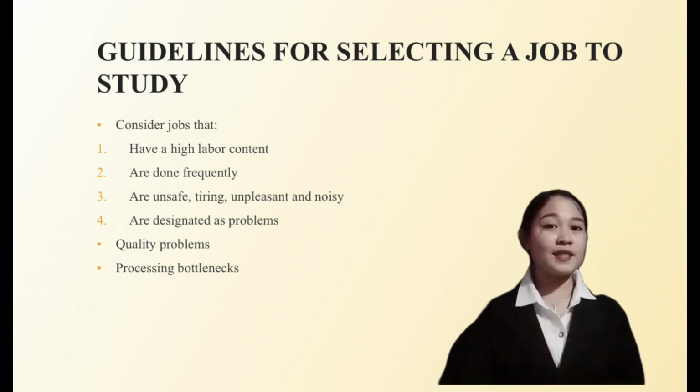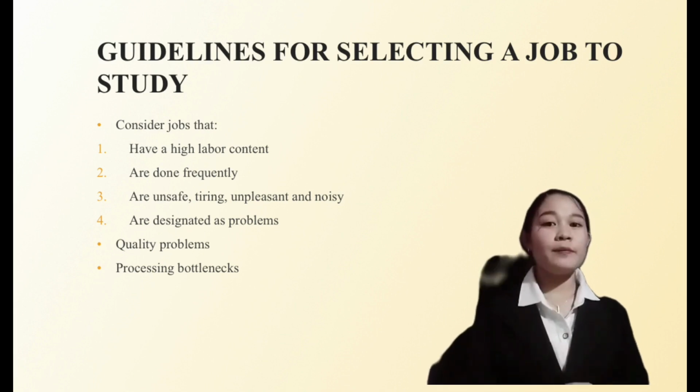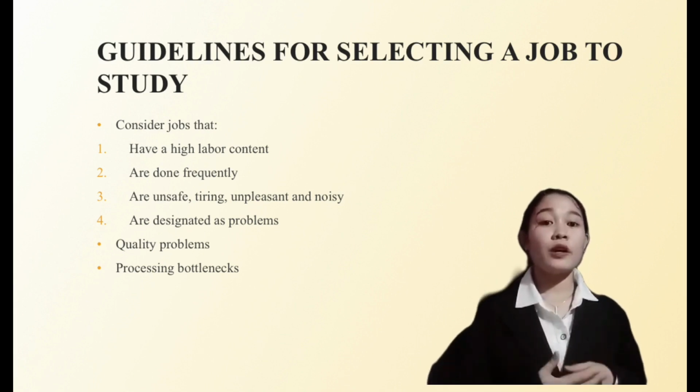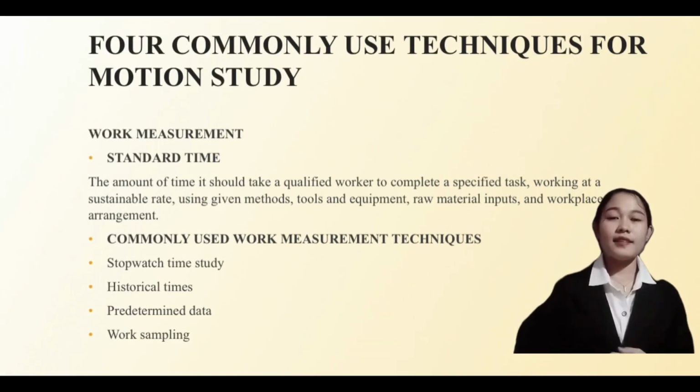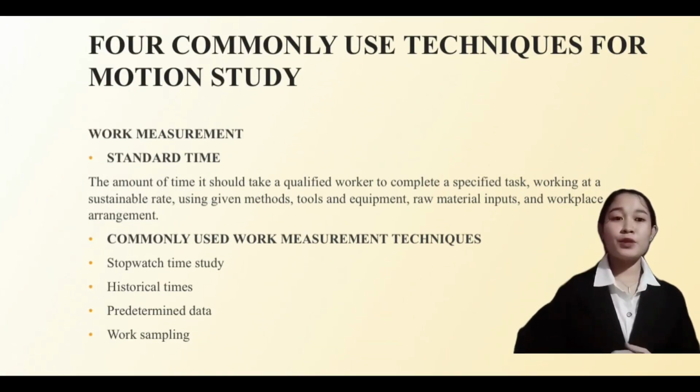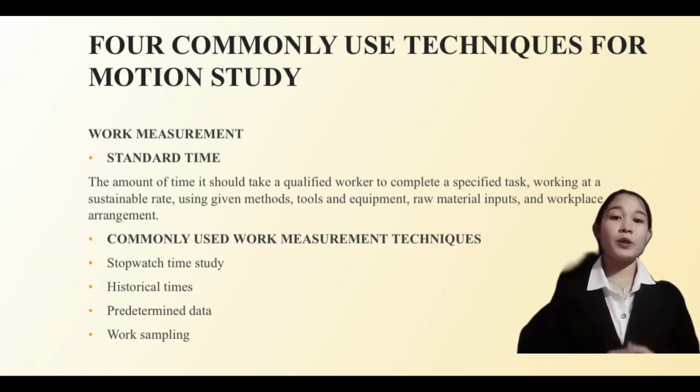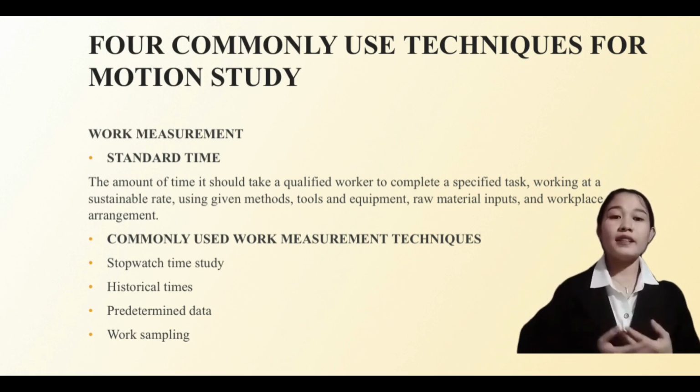Next are the guidelines for selecting a job to study: it has high labor content, is unsafe, unpleasant, or in short, has quality problems. This is for you to be able to analyze what job you are entering to study. Next are the commonly used techniques for motion study. First is the standard time, the amount of time to complete a specified task. For example, an employee is given a standard time of only 8 hours of work in a day. Holidays, overtime, and so on can't be included.